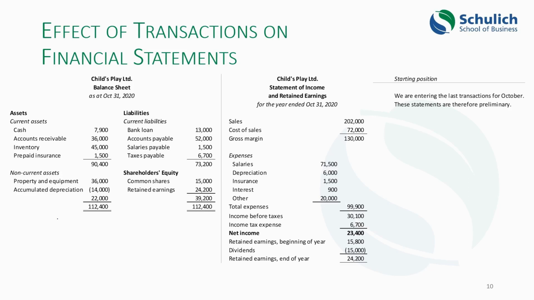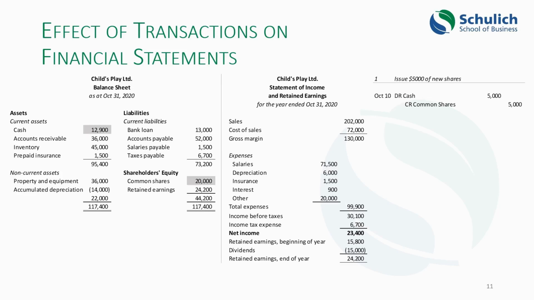So let's pretend that we have a bunch of transactions that took place towards the end of October that we have not yet recorded. So the statements that you see in front of you at this very moment are actually preliminary ones and not the final statements for October 31st. So let's go ahead and enter those transactions and we'll see the effect on the financial statements.